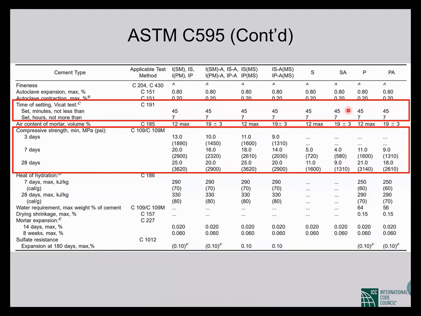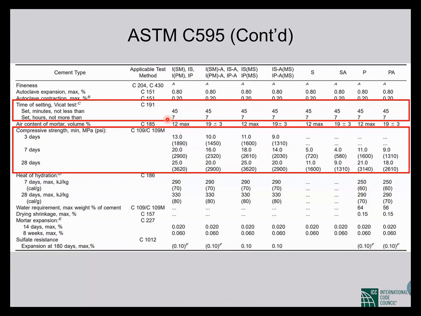The initial setting time is 45 minutes. A little bit more liberal than EN. In EN standard, for 42.5 strength class, the initial setting time must be more than 60 minutes. EN is more strict. But in case of ASTM, if it is more than 45 minutes, then it's okay. The problem was the final setting time. Final setting time must be less than 7 hours, which is 420 minutes.